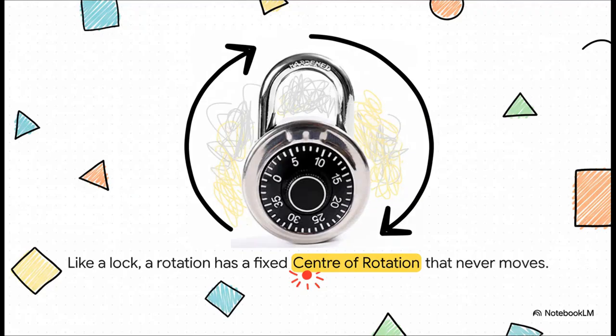You know, the absolute best analogy for a rotation is a combination lock. When you're spinning that dial, all the numbers are cruising around in a circle, but there's that one spot right in the dead center that doesn't move an inch. That's the anchor for the whole turn, just like the center of a spinning wheel in an animation.